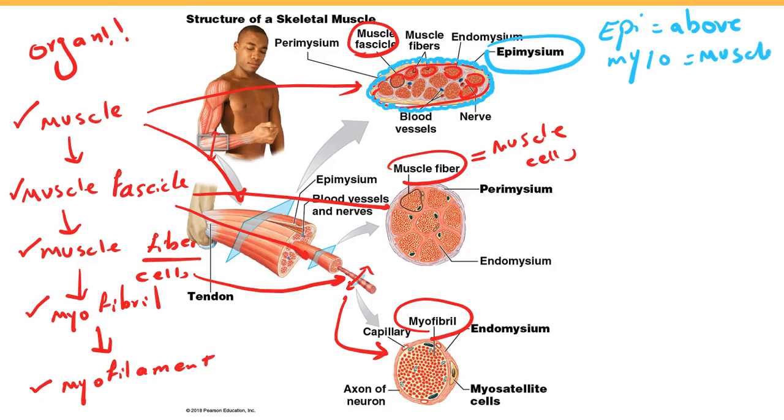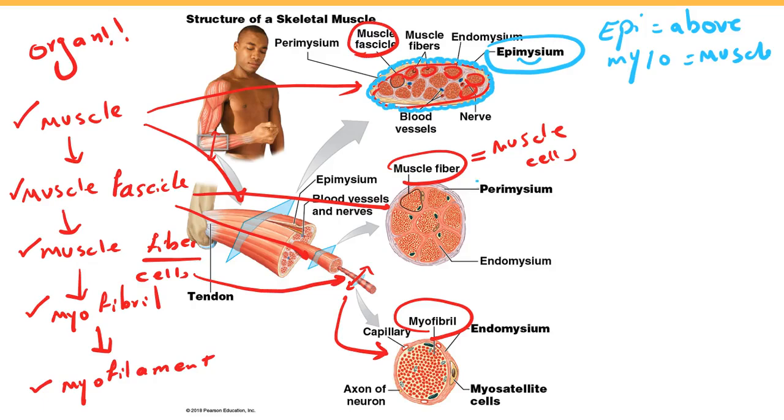So epimysium means the connective tissue over the entire muscle. The epimysium protects the muscle from friction and keeps it separated from surrounding tissues and organs. It also provides a pathway for nerves and blood vessels to enter the muscle. So it's not just wrapping, it can also be a gateway.